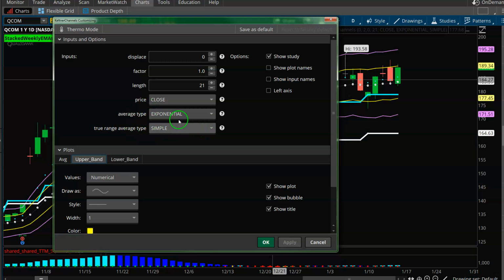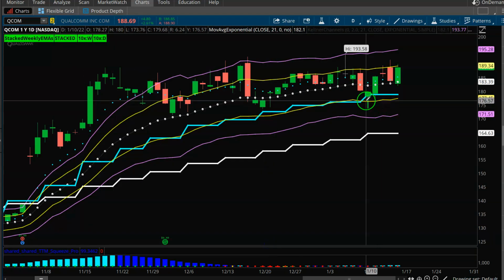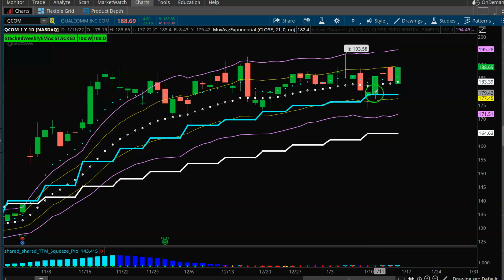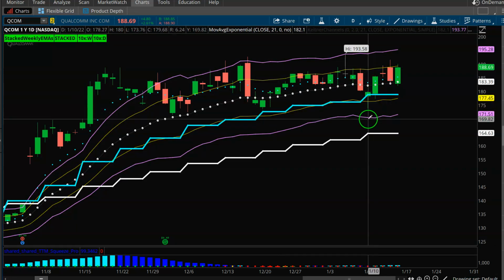So in plain English, this is going to measure 1 average true range move above and below the 21 period exponential moving average. I've got my upper +1 band as yellow. And you've got show plot, show bubble, show title. And for my lower band, I've got the same settings, so you can follow along there. Now I've got my 21 EMA, and 1 average true range move above and below it.